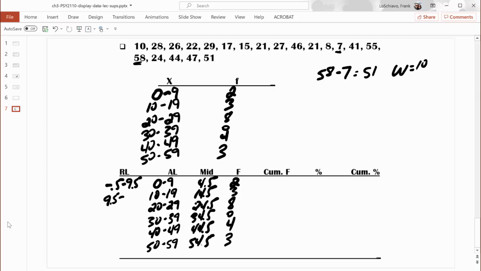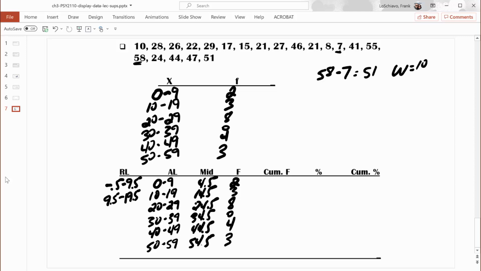So that's the lower real limit for that interval. Let's talk about the upper real limit. The higher value in that interval is 19. So again, on that number line, I see 19, and to the right of it is 20. What comes right in between? 19.5. So the real limits for this interval would extend from 9.5 all the way to 19.5.